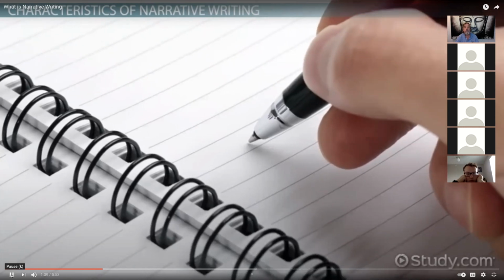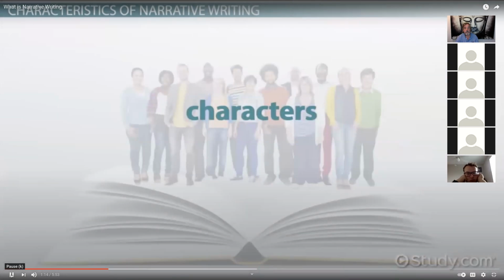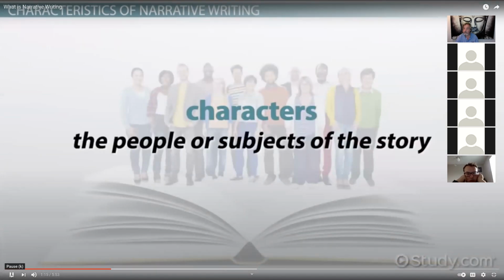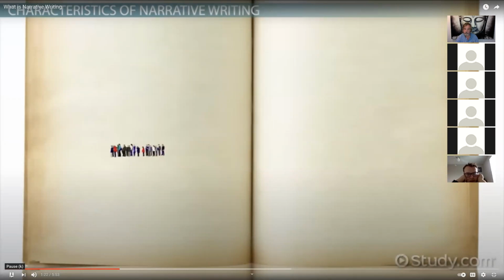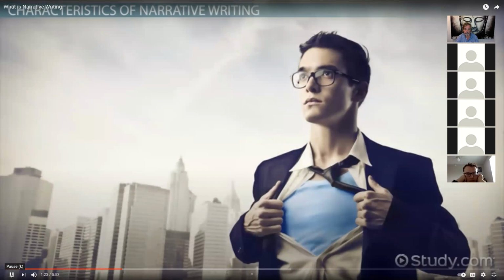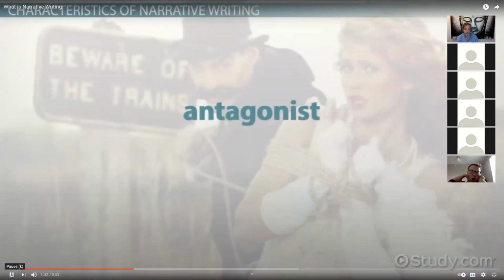Traits every piece of narrative writing should have. All stories must have characters, also known as the people or subjects of the story. Usually, there are also specific types of characters needed in order to create a developed story. For example, each story will often have a protagonist, which is the hero or heroine. This is a central character of the story. Often there is also an antagonist.